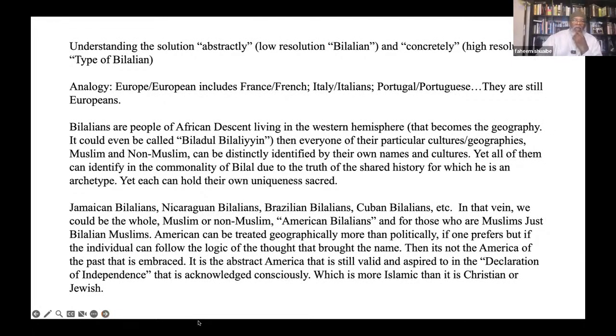Understanding the solution abstractly, because we're saying solution to it all, the label of it all. We covered all this in the past couple of episodes, but let's just keep going. Understanding the solution abstractly, which is the low resolution, we can say, okay, we're Bilalians, right? The higher resolution, the concrete reality, is that it is a type of Bilalian.